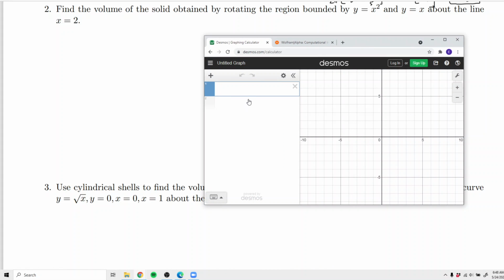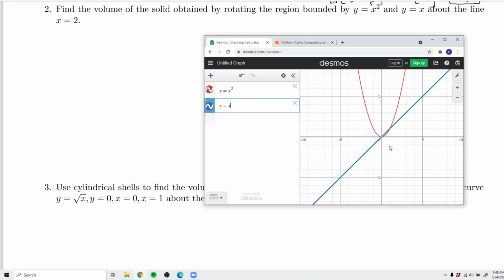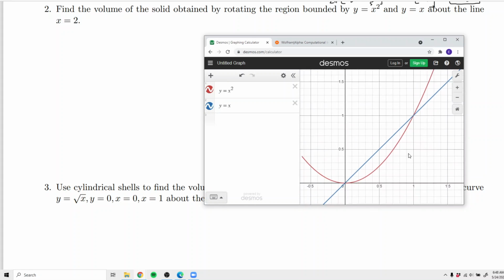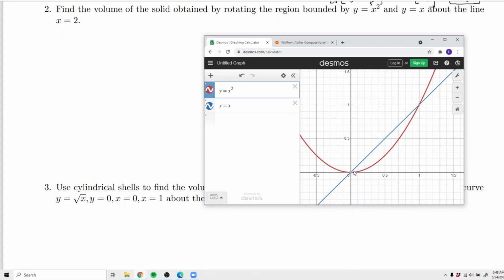But the first thing I want to do is just visualize it. We have probably dealt with this region specifically before. y equals x squared is one of them, and y equals x. We want the region bounded by those two, and the only part that's bounded by those two is this little section right here. Regardless of whether we use x or y, the bounds are both 0 and 1. But let's sketch the region out.